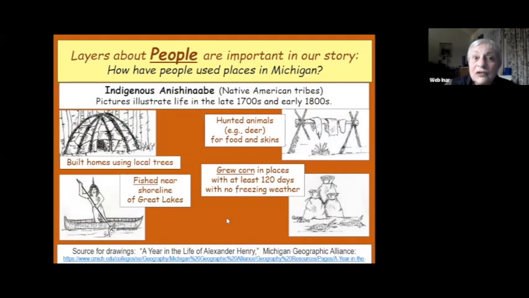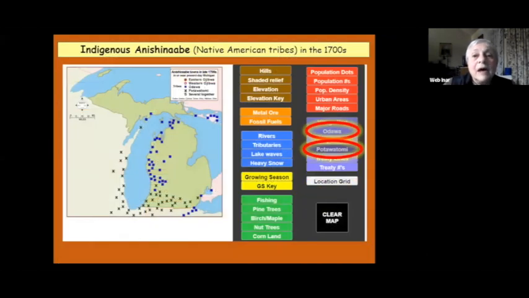I took these pictures from a wonderful resource that is available from the Michigan Geographic Alliance, called A Year in the Life of Alexander Henry. I just want to emphasize that an important part of the story I'm going to show you involves indigenous people who fished near the Great Lakes shoreline, and who grew corn in the parts of Michigan where there was a long enough set of months with no freezing weather that you could grow corn successfully.